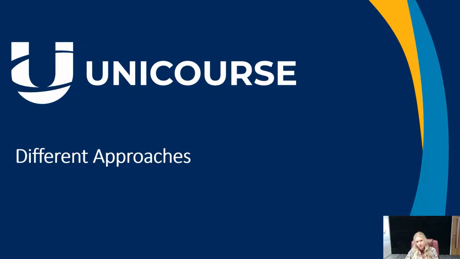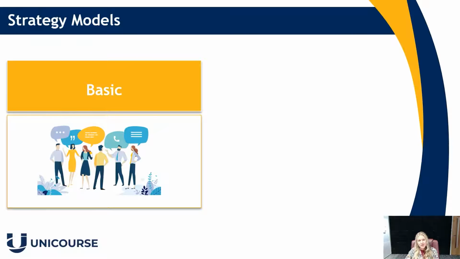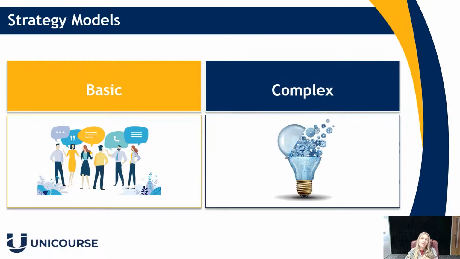So there are different approaches when looking at the analysis. There are different ways to think about it and different ways to do it, and we've mentioned that in the first video of the series on strategy, so tune back into that if you want more information. But when you're looking at analysis, there's a basic approach and then there's a complex approach. A strategy model identifies the purpose of the organisation and the process that will be followed to achieve that.